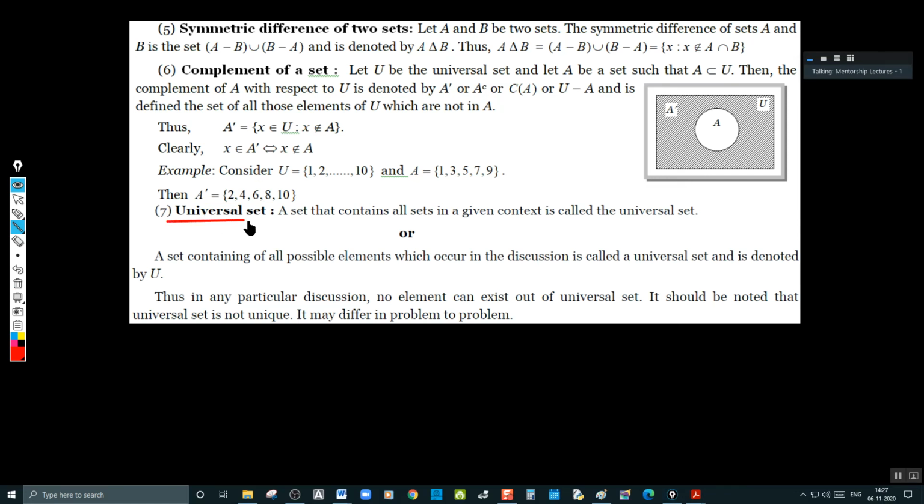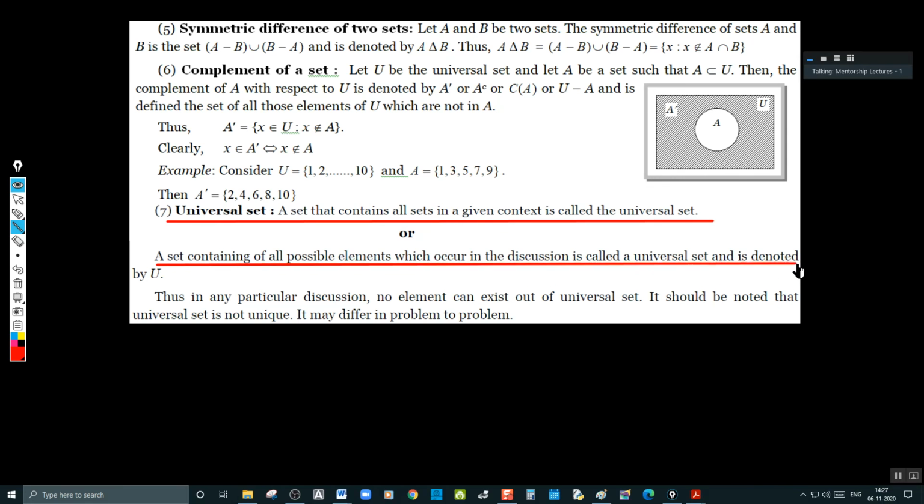Clear? Next is universal set. A set that contains all sets in a given context is called the universal set. I need not explain that. A set containing all possible elements which occur in the discussion is called the universal set and is denoted by U generally. In the name itself you have universal. Understand the meaning of it from the name itself.